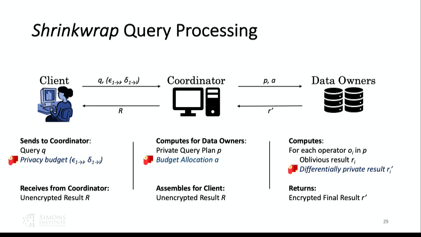Okay, going back, hopefully this picture makes a little more sense now. We can see how we get a privacy budget, how we allocate this privacy budget, and how we actually do the differentially private resizing. Okay.